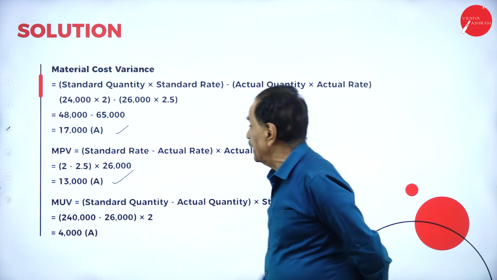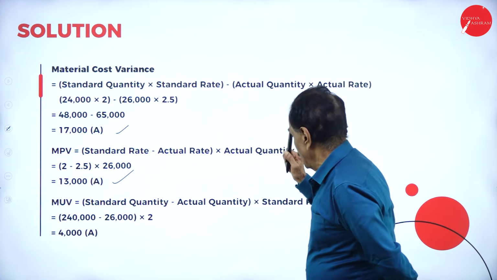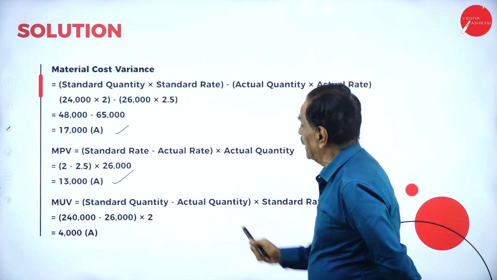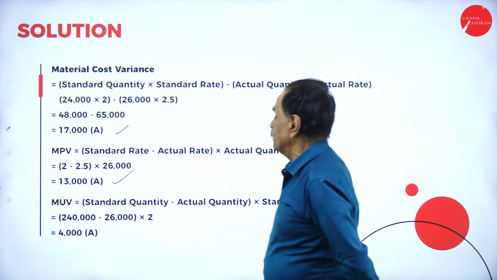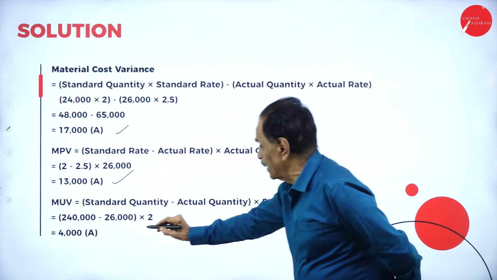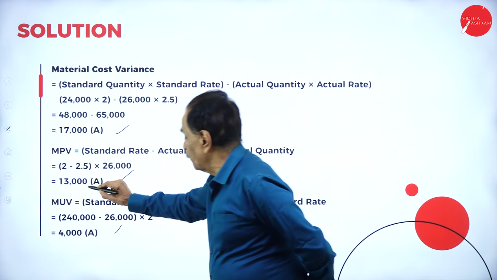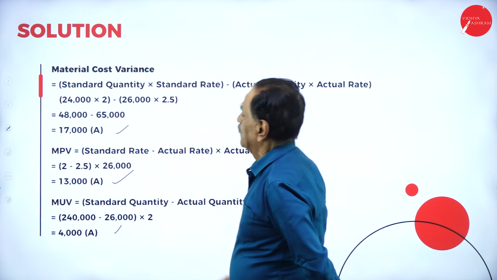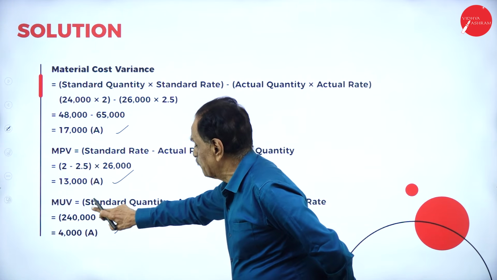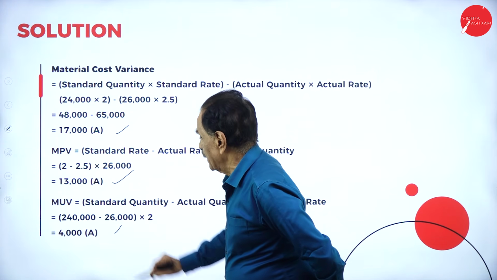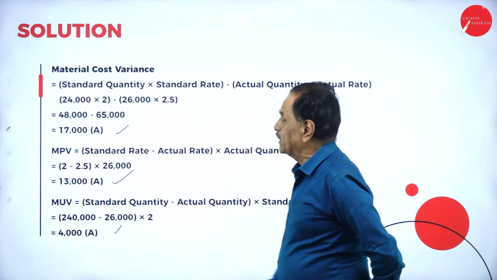Material usage variance: standard quantity minus actual quantity into standard rate. Your standard quantity is 24,000, actual is 26,000, multiplied by 2, adverse. So 13,000 plus 4,000 equals 17,000. This is MCV, which should be equal to MPV plus MUV. See that: 13,000 plus 4,000 is 17,000.